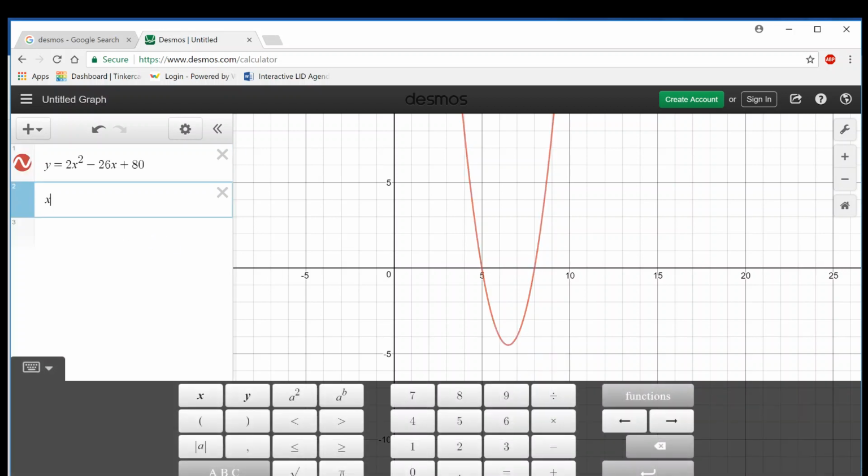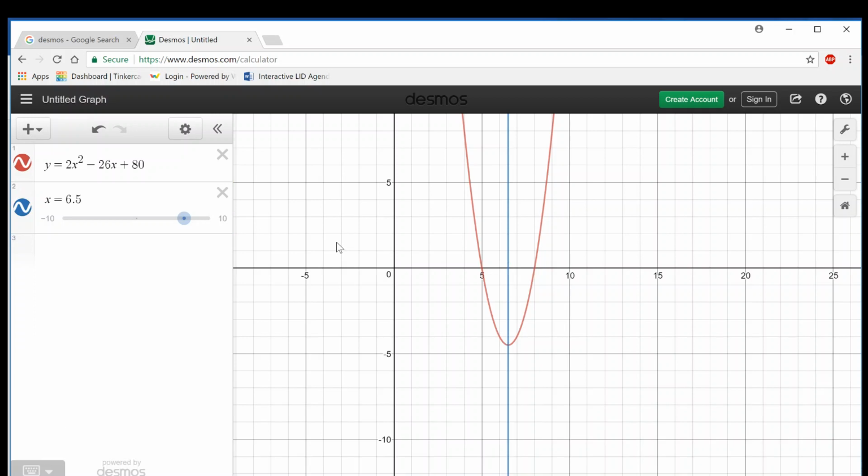x equals 6.5. And as you can see, I have a line that goes right down the middle, and that's exactly what I wanted. What I wanted was a line that cuts this thing in half. That's what symmetry is. If I fold it over, it'll be exactly the same. And I've found that. So what we found so far is the zeros, the vertex, and the line of symmetry.